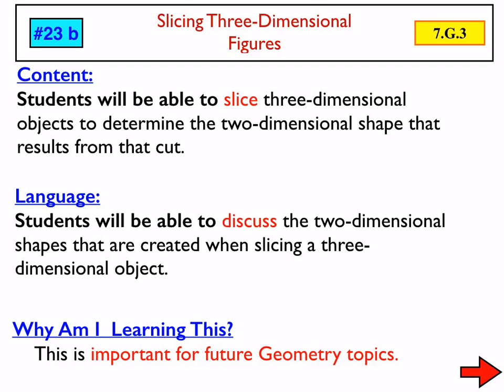Okay, today is lesson 23B. We've been working on two-dimensional shapes. A couple lessons ago we talked about how to find the circumference and area of circles, and then yesterday our focus was on irregular or composite shapes and finding the area or distance around those shapes.